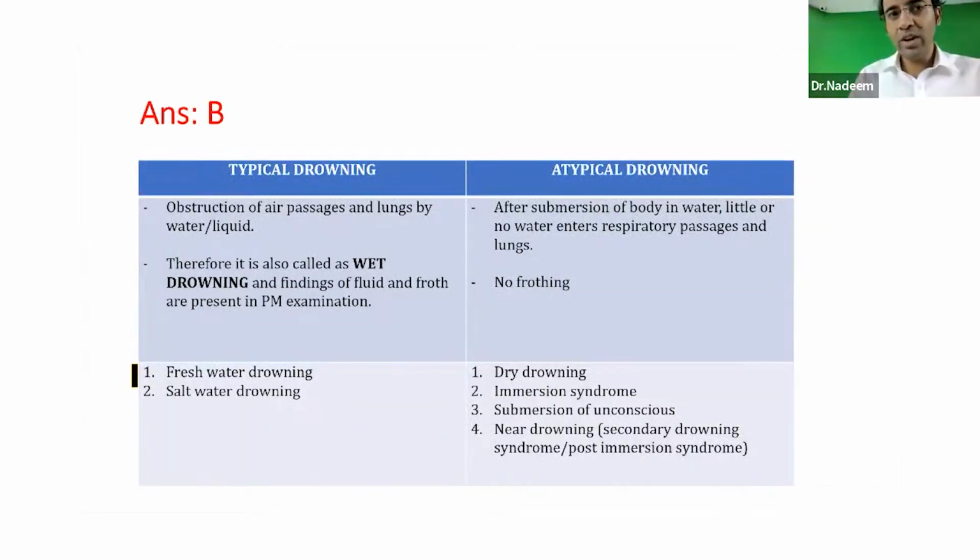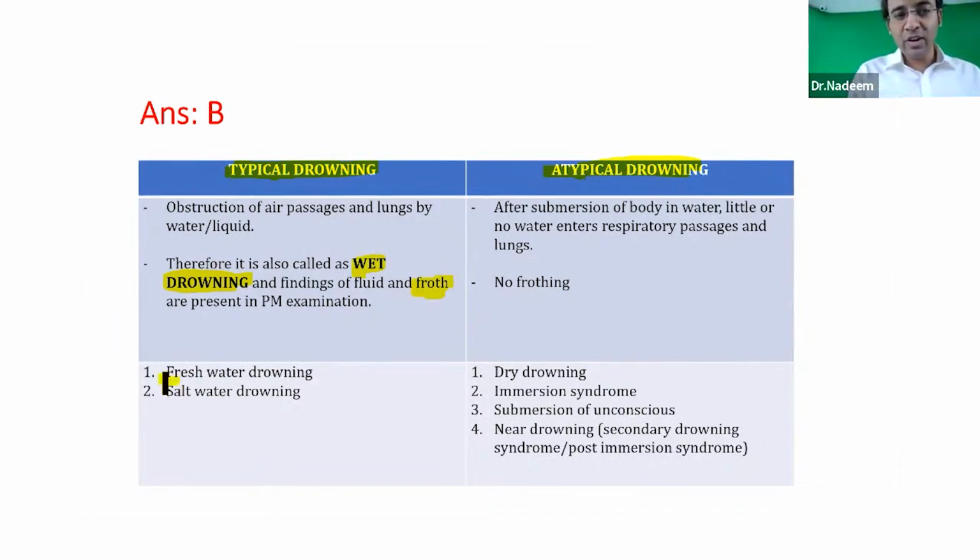See, there are two types of drowning. One is called typical drowning, and one is atypical. In typical drowning, water enters into the lungs and replaces the air. This is called wet drowning. When water replaces the air, it mixes with the surfactant, and the product you get outside is a soap-like, frothy discharge. Froth you are going to see in wet drowning.